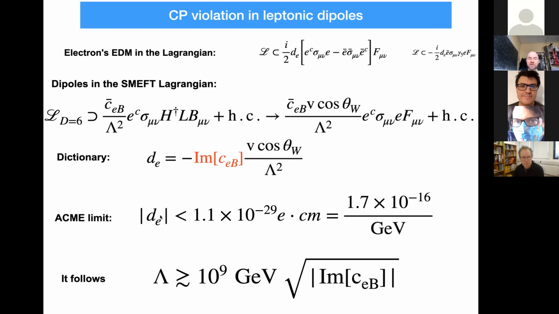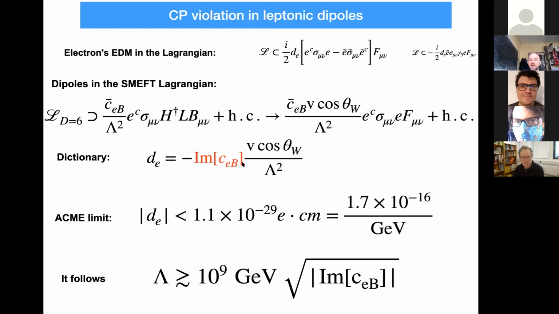Now, of course, there is a limit from ACME, which is 10 to the minus 29 e times centimeter. These are funny units, almost like astronomers using parsecs and ergs. But if I transform it to units that I understand, the electric dipole moment has units of 1 over energy, so this is something like 10 to the minus 16 over GeV. So now I can translate, I have this map between the Wilson coefficient and the experimental measurement.